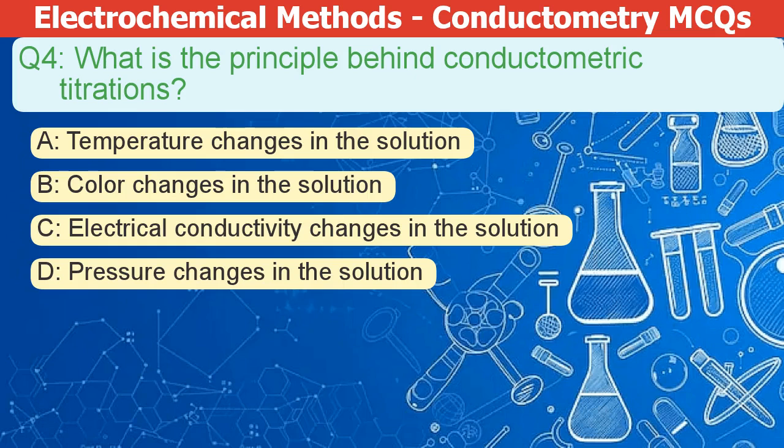What is the principle behind conductometric titrations? A. Temperature changes in the solution. B. Color changes in the solution. C. Electrical conductivity changes in the solution. D. Pressure changes in the solution.